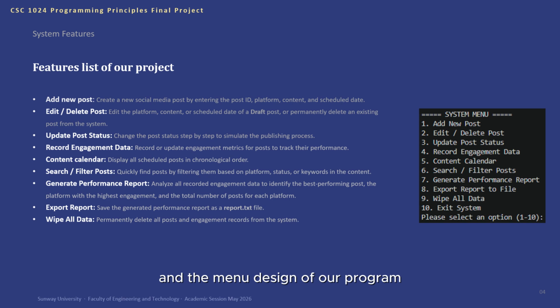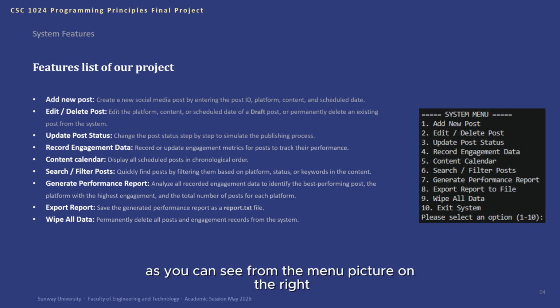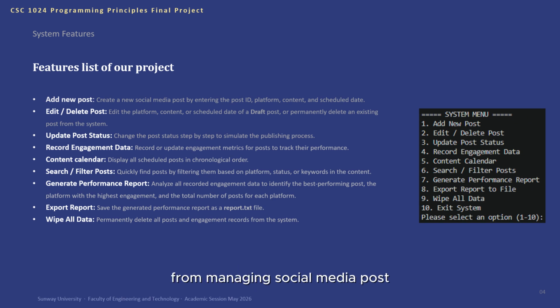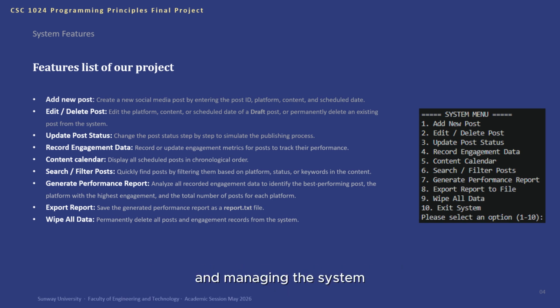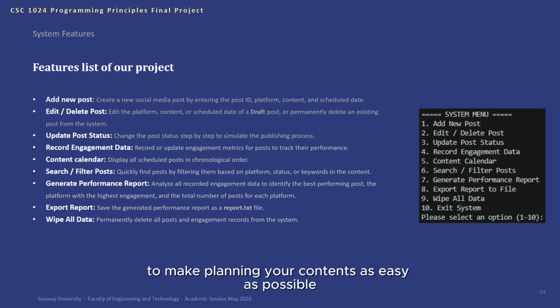Now, let us take a closer look at the system features slide, which shows all the main functions and the menu design of our program. As you can see from the menu picture on the right, our system gives users a simple and clear menu with 10 options. This provides a complete process for managing social media posts from start to finish. From making the first draft to looking at final results and managing the system, every option performs a specific task to make planning your contents as easy as possible.